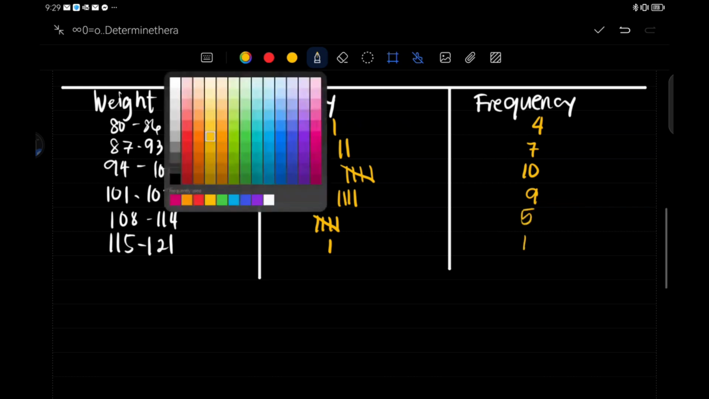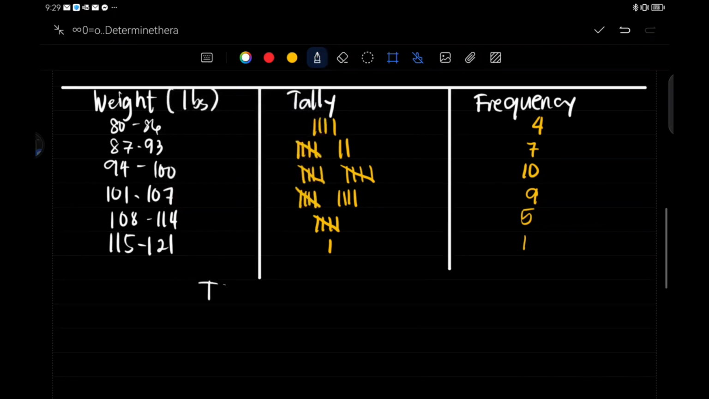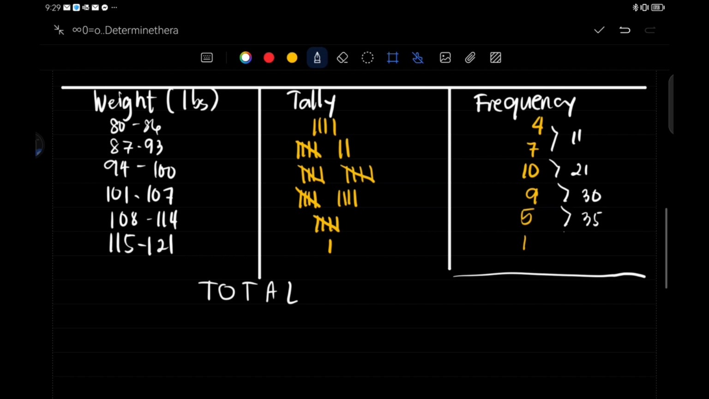So let's total. The total is 4 plus 7, this is 11, plus 10, this is 21, plus 9, this is 30, plus 5, this is 35, and 1 is 36. So the total is 36.